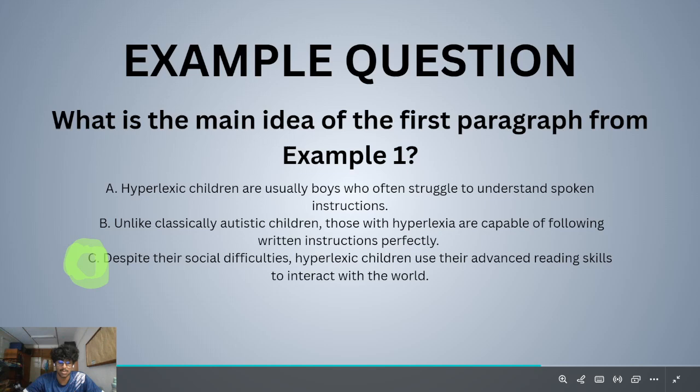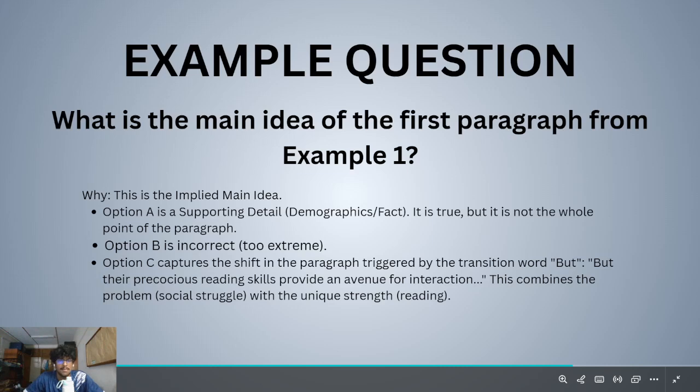Alright, so now we have found the main idea and supporting details for each paragraph. Now what? Now we can look at the questions. Here I have set a few example questions based on paragraphs 1 and 2 for us to try. First question: what is the main idea of the first paragraph for example 1? Do try the question. So the answer is C. Why? Because it is a main idea.